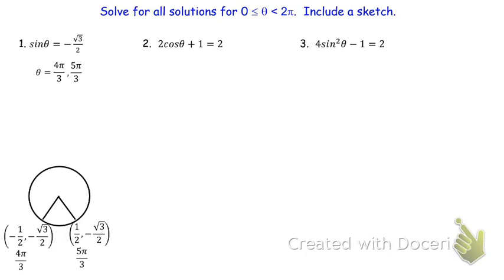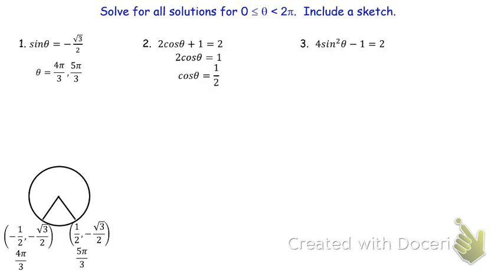Now the other two equations are going to take a little bit more work. We're going to have to get the sines and the cosines by themselves. Alright, for problem number 2, we're going to start by subtracting 1 from both sides. This gives us 2 cosine theta is 1. We'll then divide both sides by 2, and we get cosine theta is 1/2.